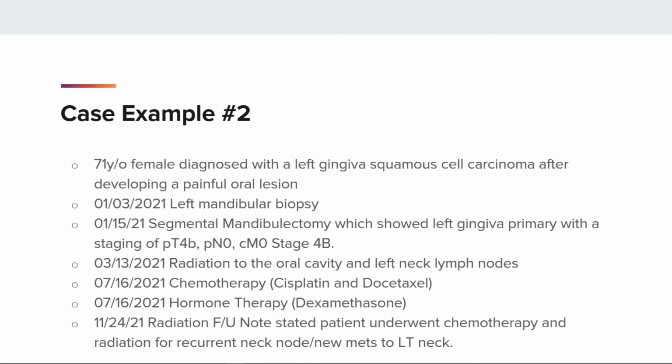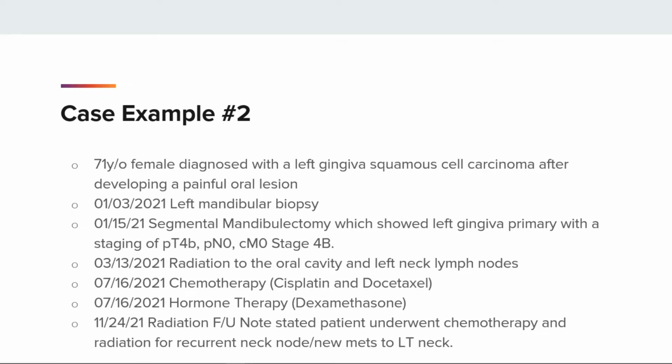Here is a case example to figure out what is first course and what is second course. A 71-year-old female was diagnosed with a left gingiva squamous cell carcinoma after developing a painful oral lesion. On 1/3/21, there was a left mandibular biopsy performed. On 1/15/21, there was a segmental mandibulectomy, which showed a left gingiva primary. The staging was cT4b, cN0, cM0, stage 4B.